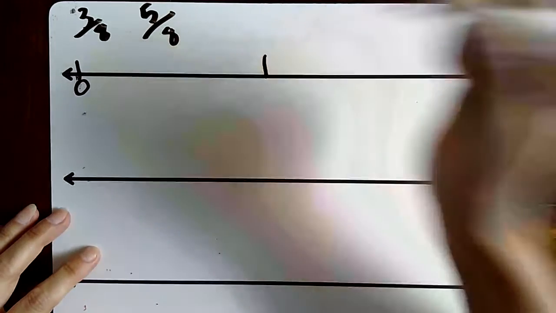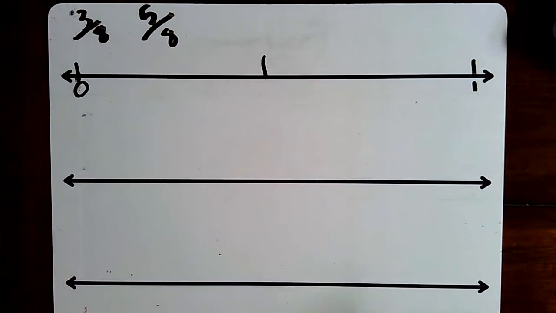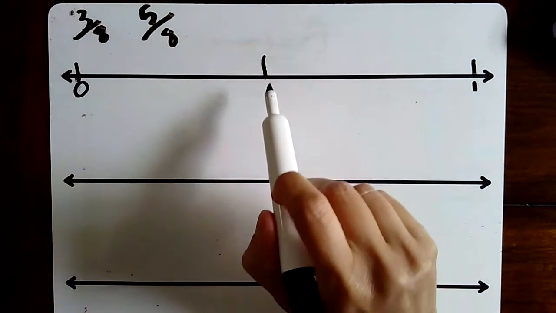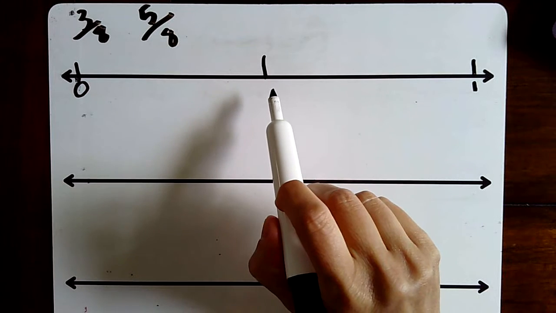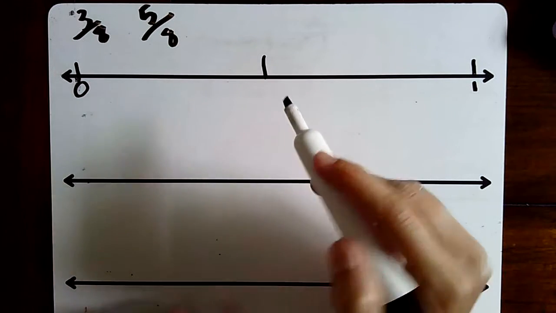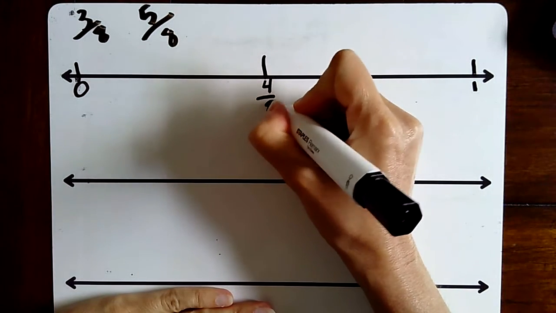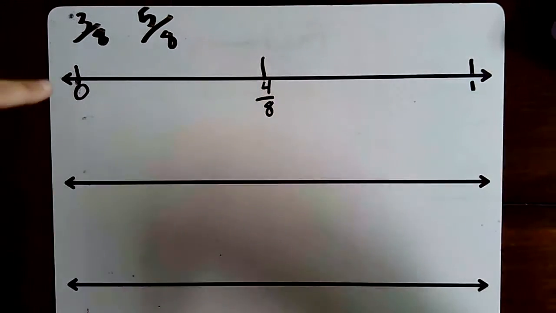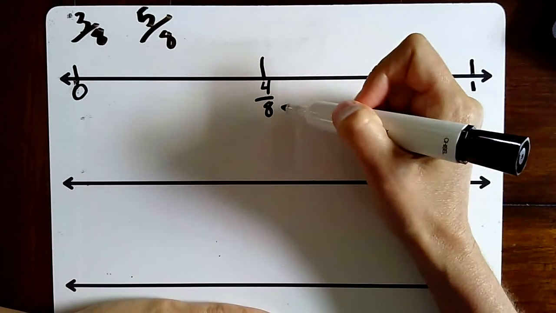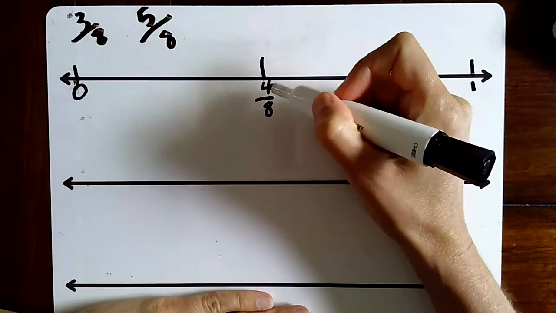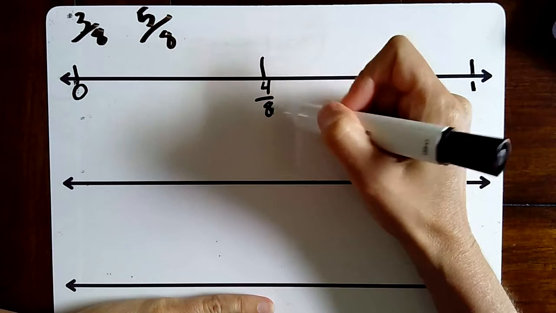And if we do, we're eighths. How many eighths would be half? What is half of 8? 4. So 4/8 would be midway between 0 and 1 because 4/8 is equivalent to 1/2. When the numerator is half of the denominator, it's equal to a half.